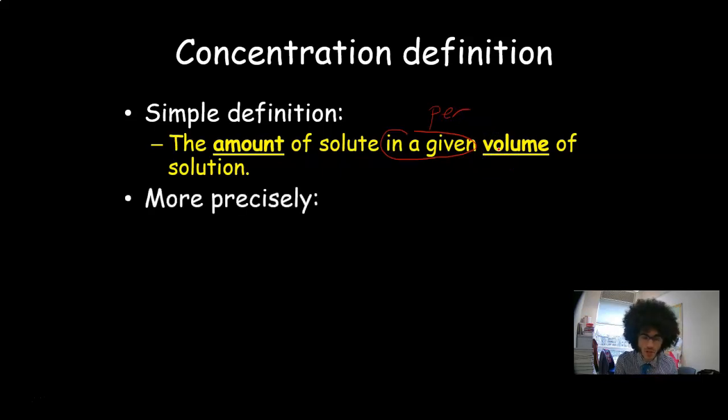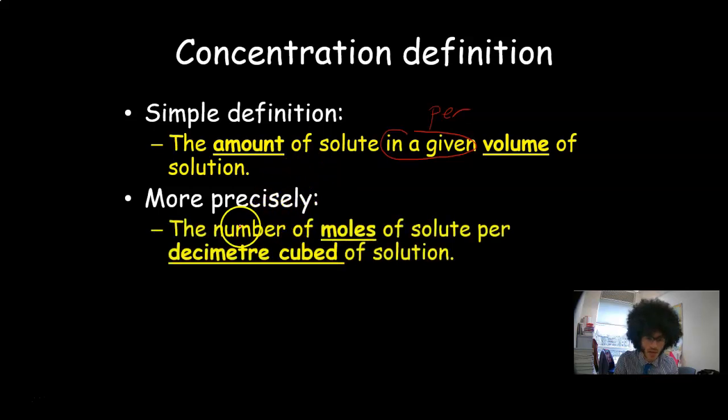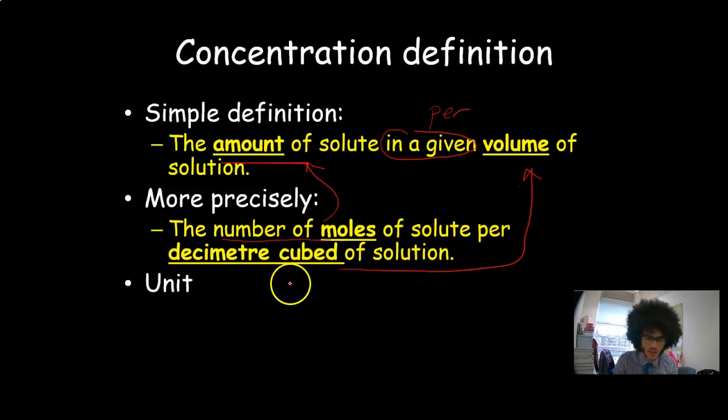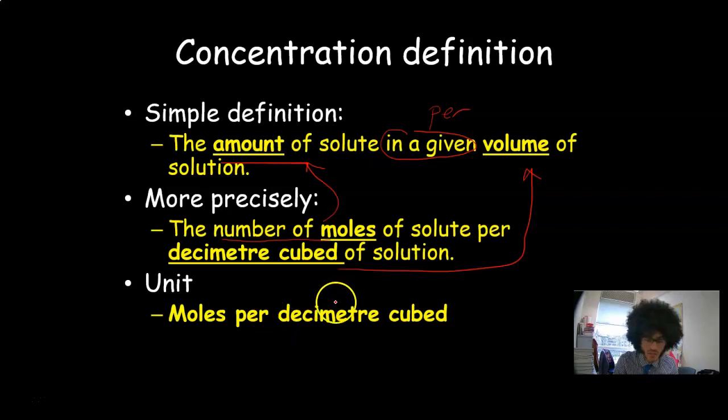Now, we can be a bit more precise than that. So instead of amount of solute, chemists like working in moles. So we would say the number of moles, okay? And this number of moles replaces amount of solute. And in previous learning, you should have learned about moles. And instead of just saying in a given volume, we can say per decimeter cubed of solution. And this per decimeter cubed replaces the idea of volume there. Now you can probably see that this could form quite a nice unit actually. So the unit is moles per decimeter cubed, otherwise known as mol/dm3. And this is pretty much the equation that we're going to use a little bit later on.